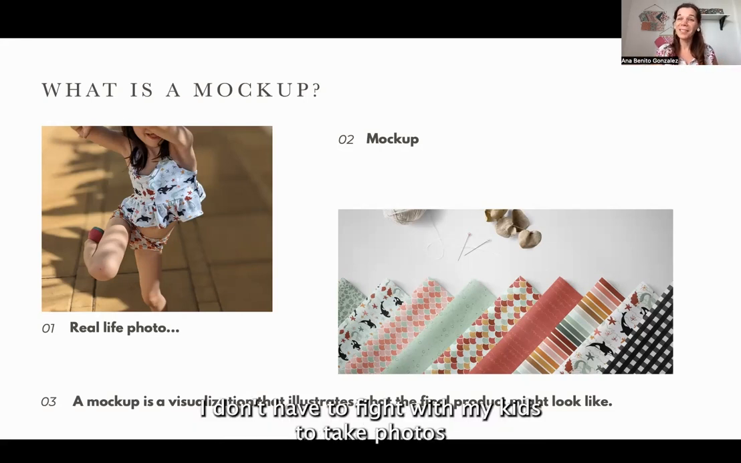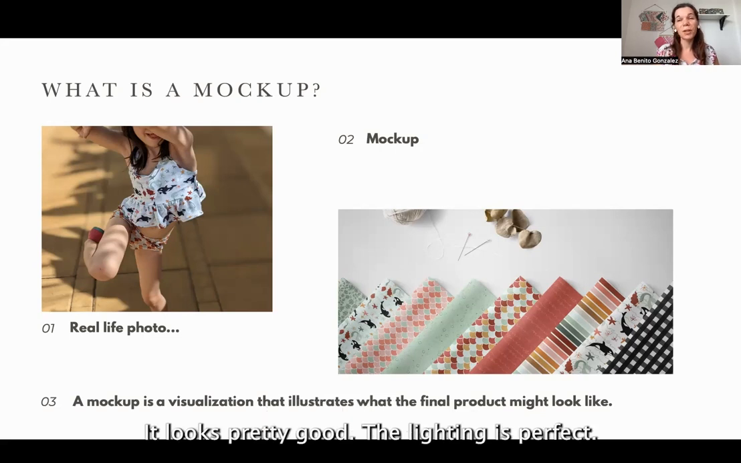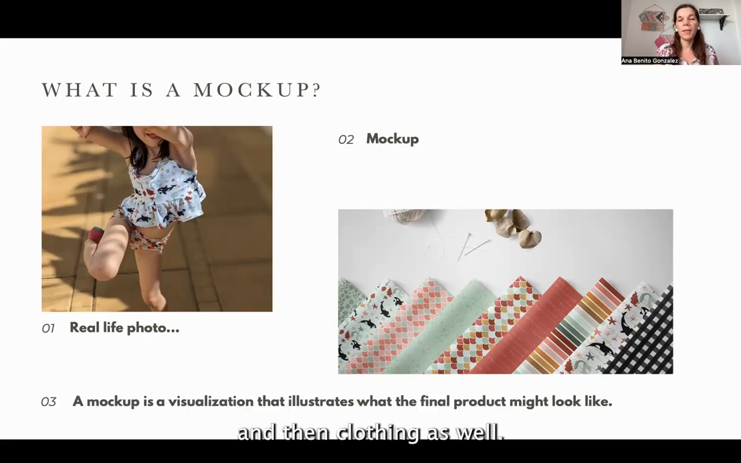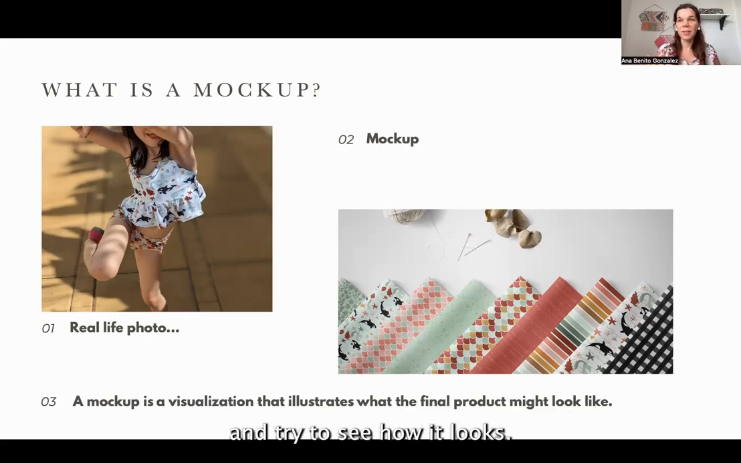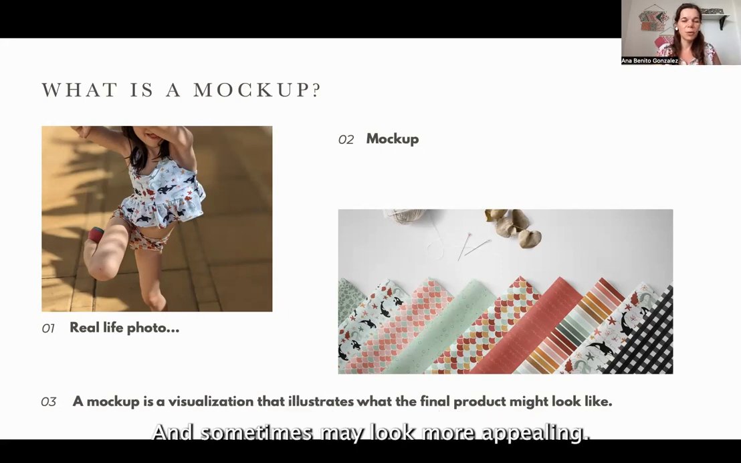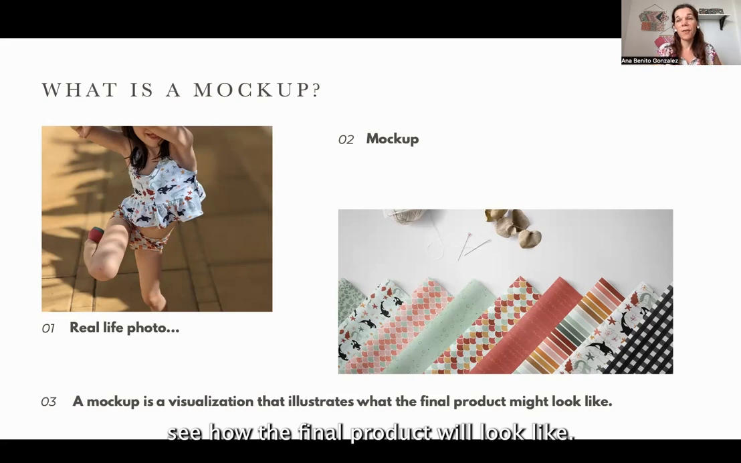I don't have to fight with my kids to take photos, and I can try as many combinations as I want. So here on the right, I have an example of a mockup. It looks very good. The lining is perfect, and they're not hard to make at all. And there are not only mockups for fabric, there are for wallpaper, home decor, and clothing as well. So if you have a vision for your design, you could go with that vision and try to see how it looks. And I think customers also get a better idea of the end product, and it sometimes might look more appealing. So yeah, it's a visualization that helps the customer see how the final product will look.